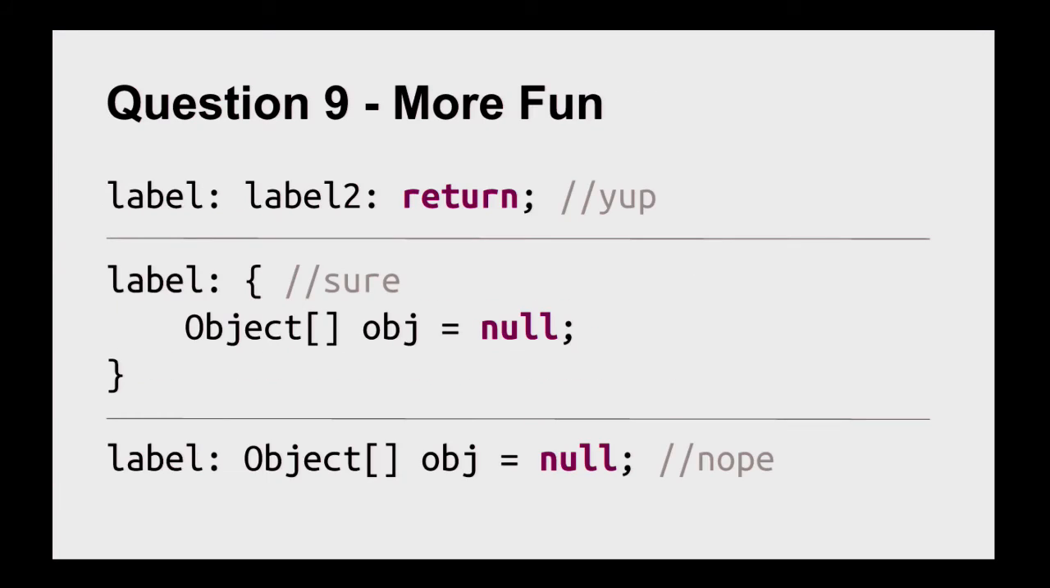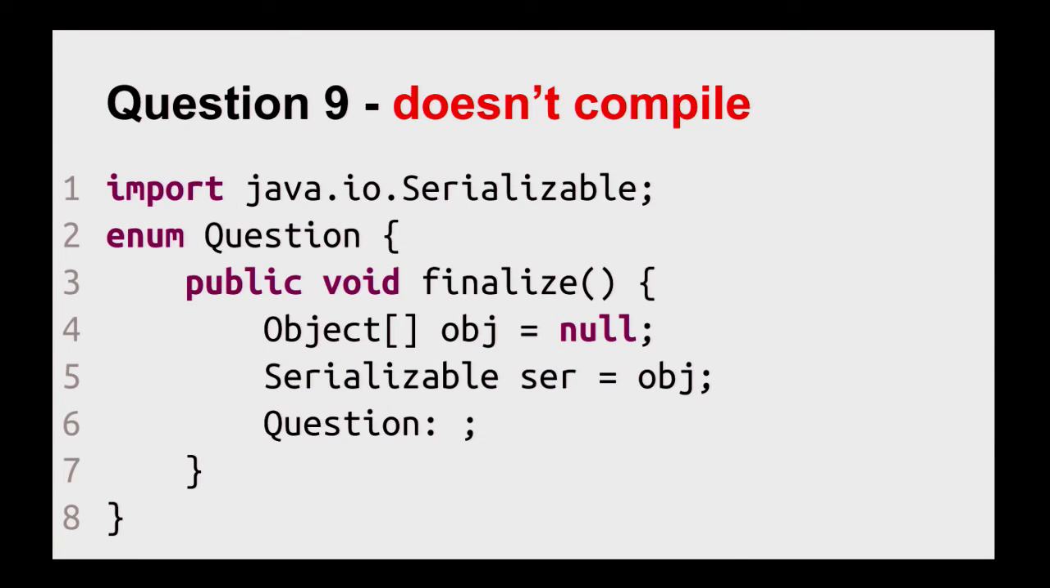Some more fun things you can do with labels. Anywhere a label is valid, you can put more labels. Also, from before we learned that you can put blocks in many, many places, you can also label any blocks. One thing you can't do, which I initially tried to do, is label the declaration statement, the object array part. That's not something you're allowed to label. Going back to this question, if I didn't have that semicolon there, that part wouldn't compile either. You're not allowed to label nothing at all. You have to at least label the empty statement.